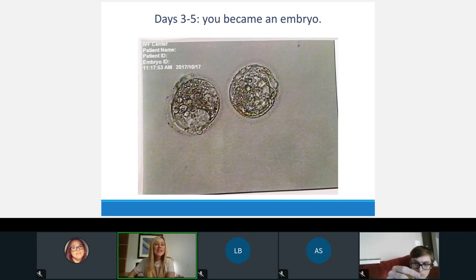That is when, on day 3 through 5, the DNA from your mom and the DNA from your biological dad actually combined to make one cell. On day 3 to 5 of your actual conception is when, yes, are you ready for this? I actually know this embryo. I know this embryo.